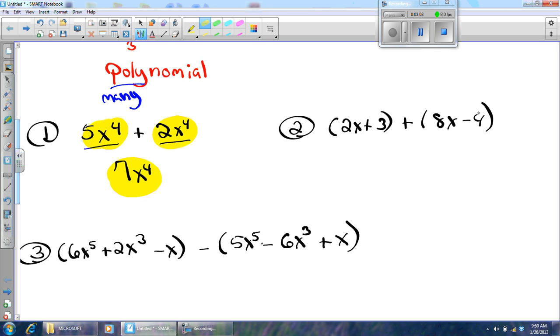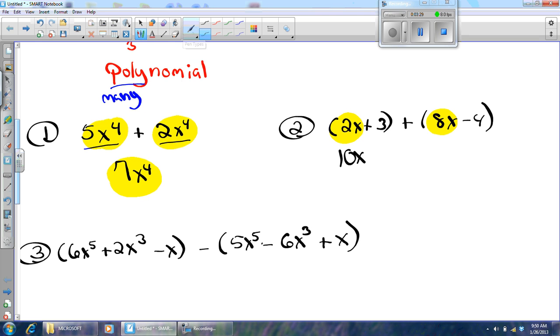Now in a problem like this, I'm just going to combine like terms. I've got 2x's. By the way, this is a binomial, right? 2x plus 3. And 8x minus 4 is also a binomial. So I'm going to combine my x's. And how many x's do I have? Come on, Nick, I know you know. I know you know that there are 10 x's, right?